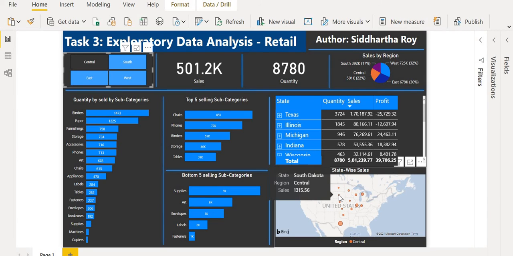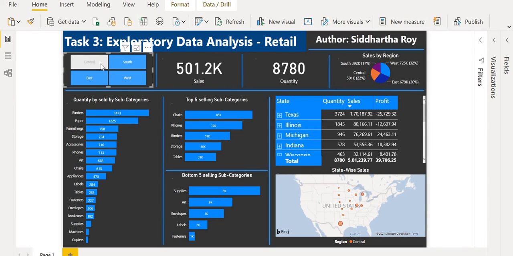As I toggle over the bubble, it can be seen that the state name says South Dakota, the region is central, the sales is 1315.56, which is relatively low. And if we go on the bigger bubble, we can see that the state name is Texas and the sale value is 170,187.92, which is relatively higher. Like this we can do for the 4 regions.